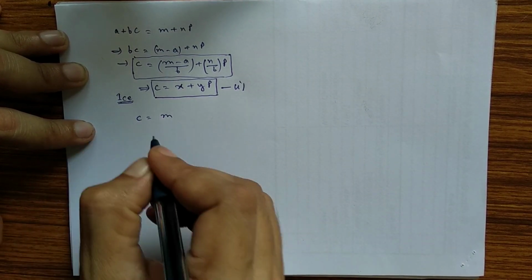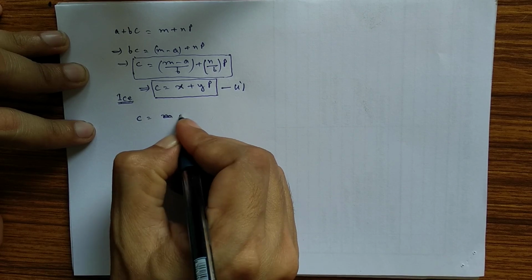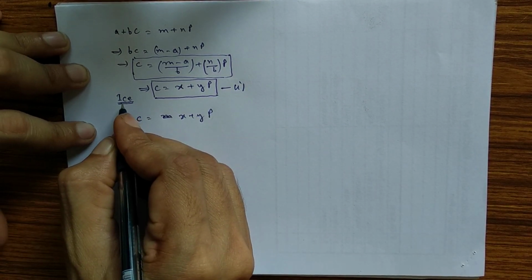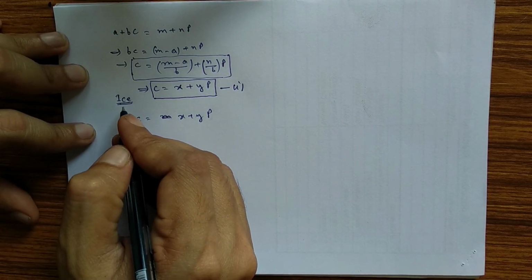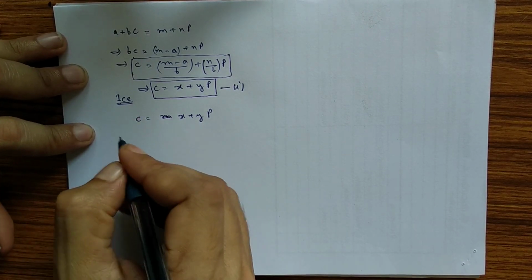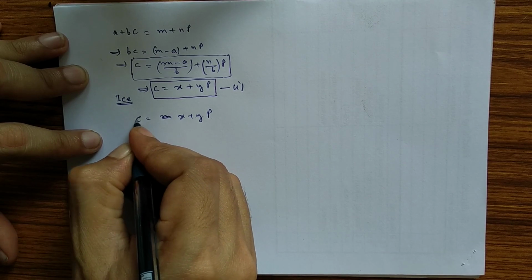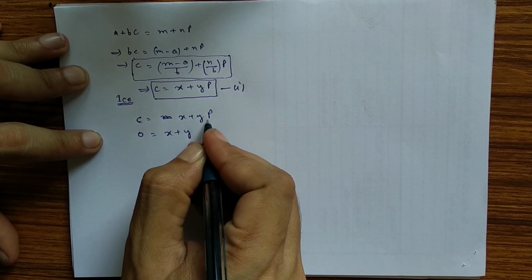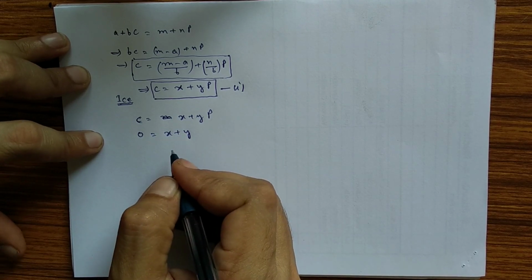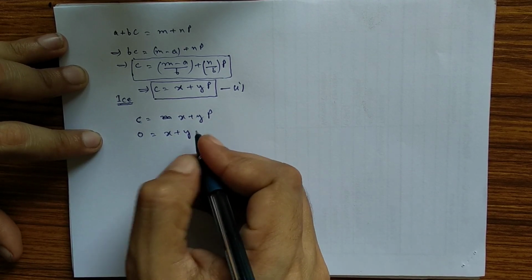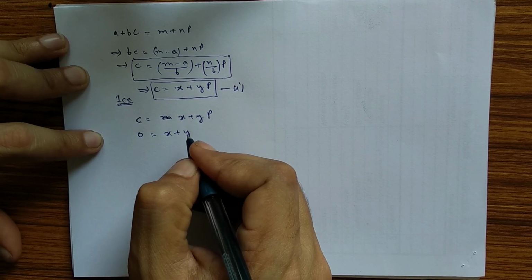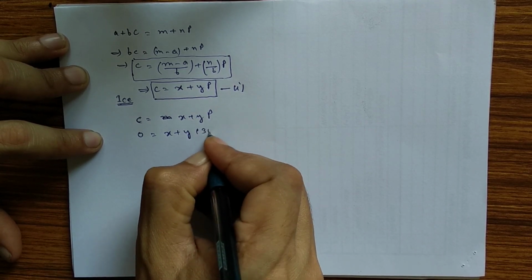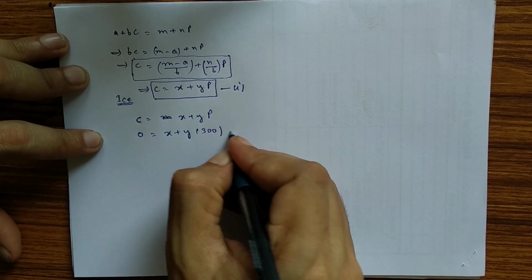So for ice we know that C equals x plus yP. In the centigrade scale, the freezing point of ice is 0 degree centigrade, so in place of C we can write 0. This is x plus y, and in the P scale, in the question it is given that the freezing point is 300 degree P, so in place of P we can write 300. So this is equation 2.